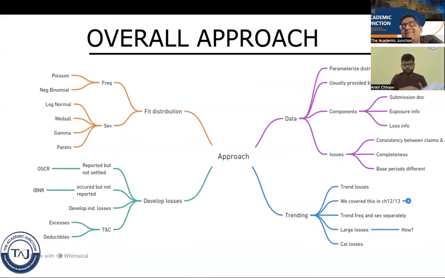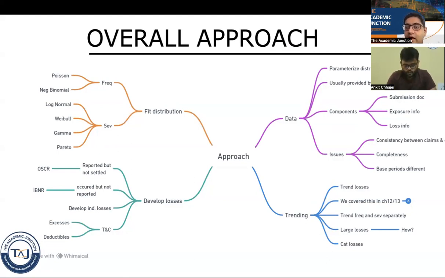You will have to estimate how much data you have so that you can identify whether you can parameterize the distribution or not, right? Data is also usually provided by the customer or intermediary when the cases are individually written and not exposure written, right?